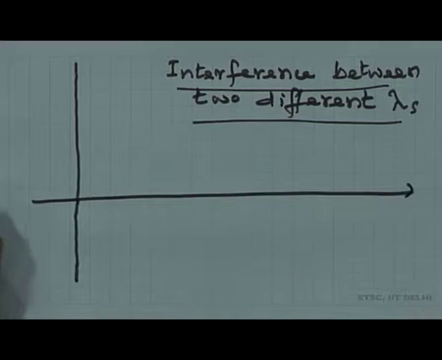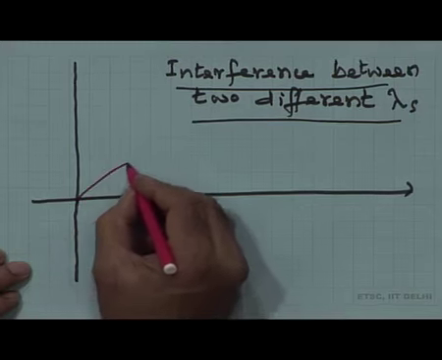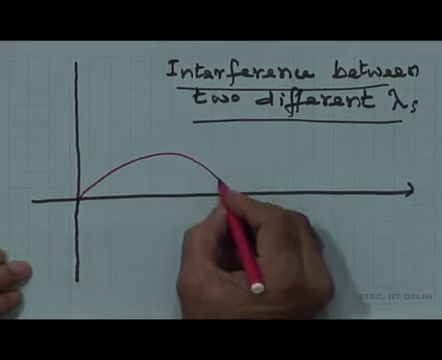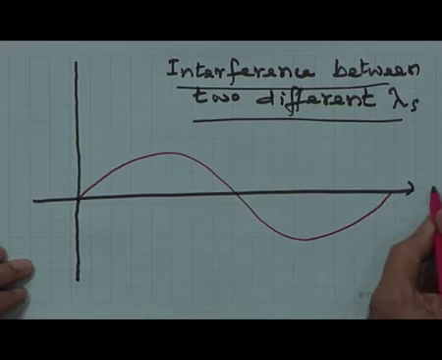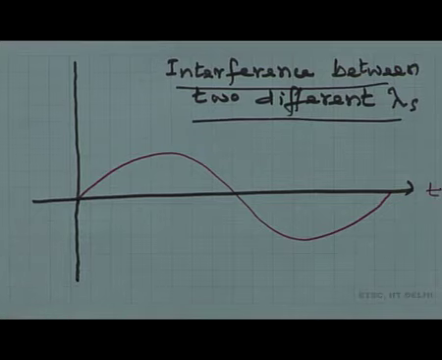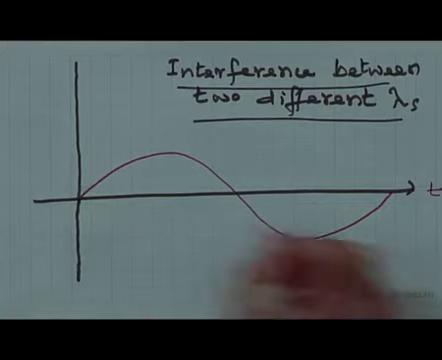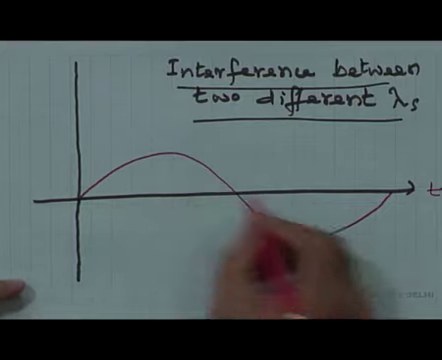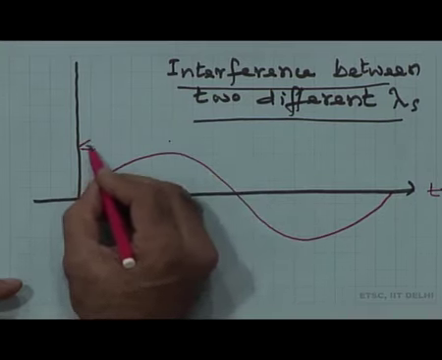The red wavelength starts like this. I am showing the amplitude variation with time. And the blue wavelength has a smaller wavelength. So, with time or x, we know that the maxima to maxima distance is the wavelength lambda.